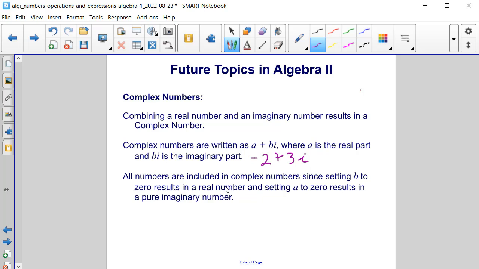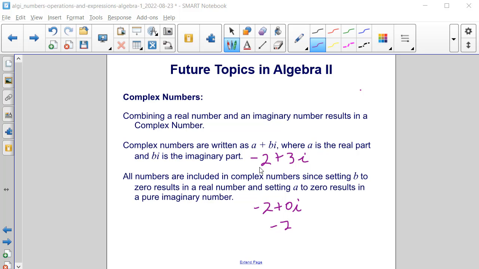All numbers are included in complex numbers, since setting b to 0 results in a real number, and setting a to 0 results in a pure imaginary number. This means that if instead of negative 2 plus 3i, we had negative 2 plus 0i, well, that simplifies to negative 2, which is a real number. It's an integer.